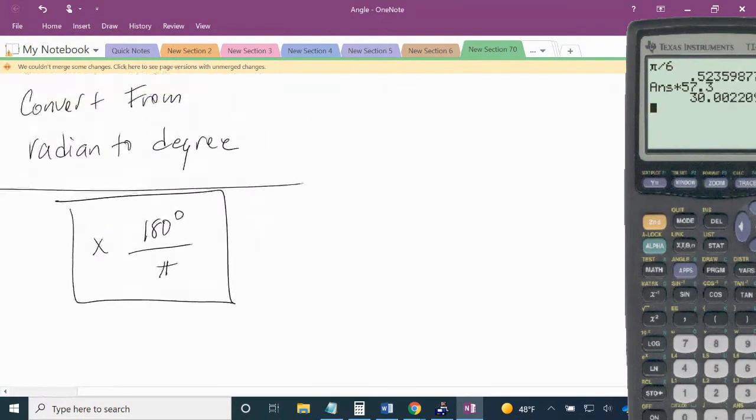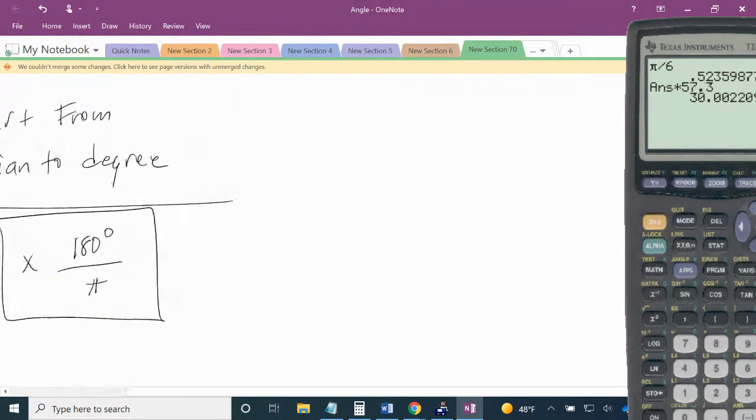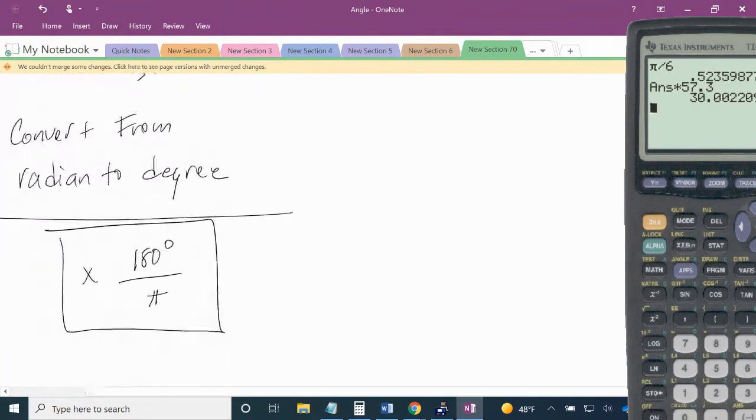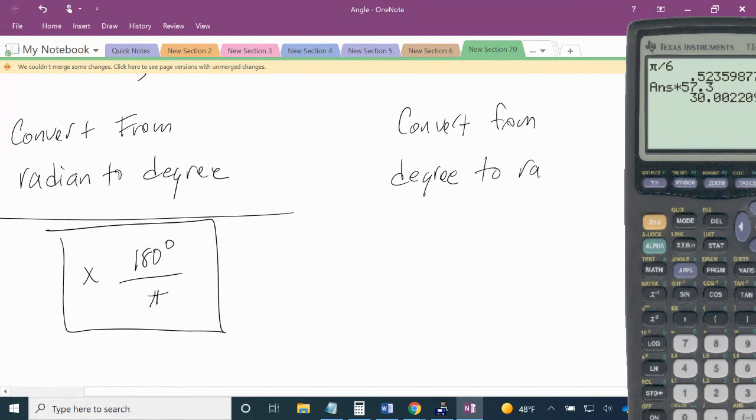In order to convert from degree to radian, we multiply by pi over 180.